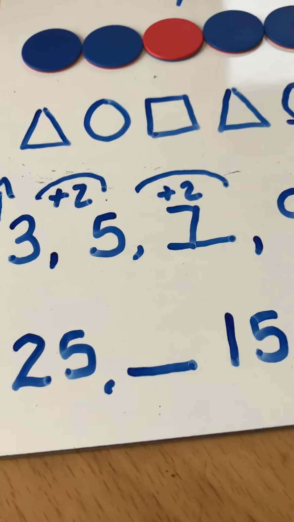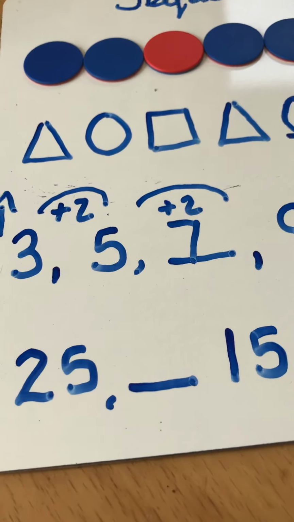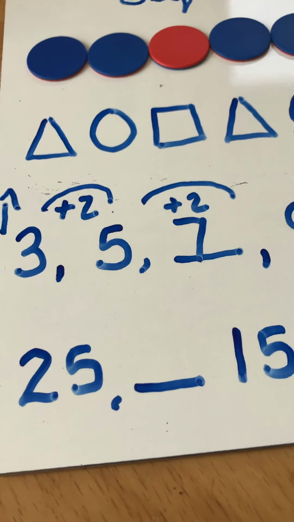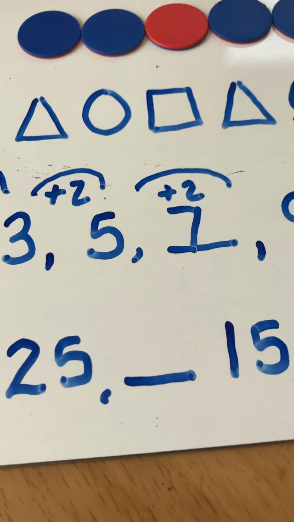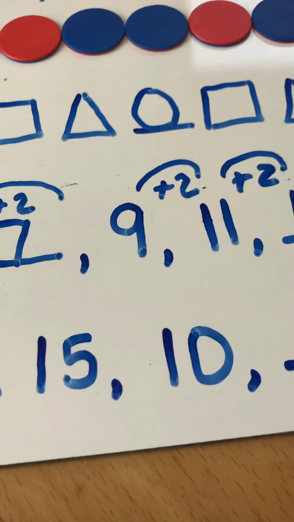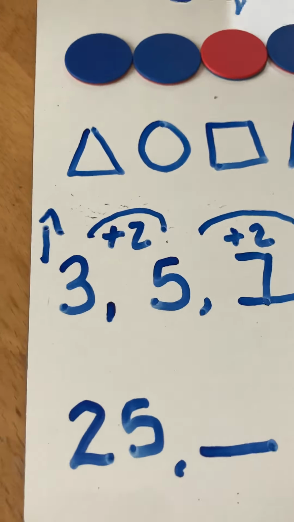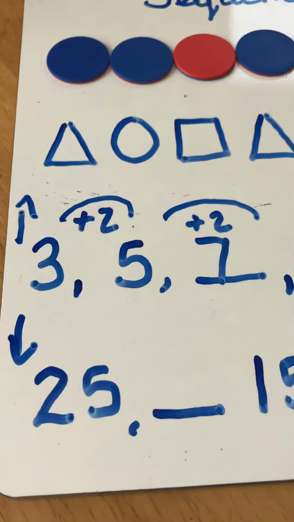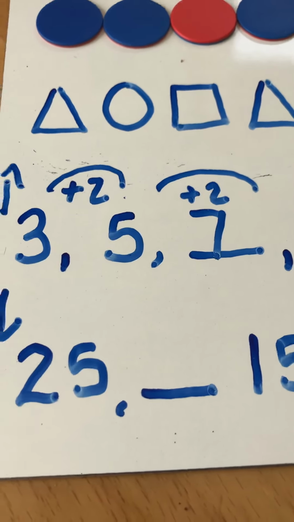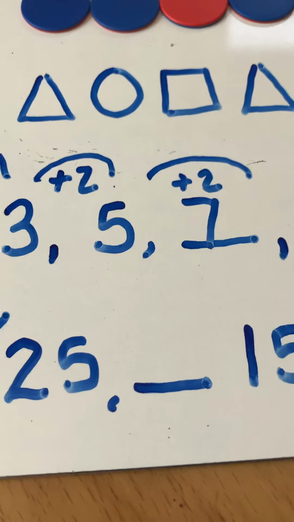So what's happening with our pattern this time? Is it increasing? Are the numbers getting bigger? Or is it decreasing? Are the numbers getting smaller? Let's have a look. That's right, it's decreasing. The numbers are getting smaller. So we've worked that out.